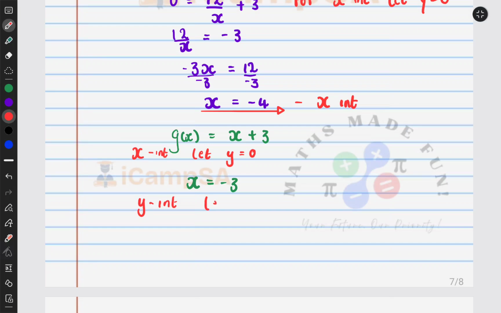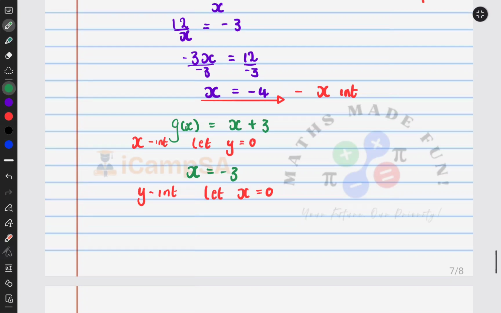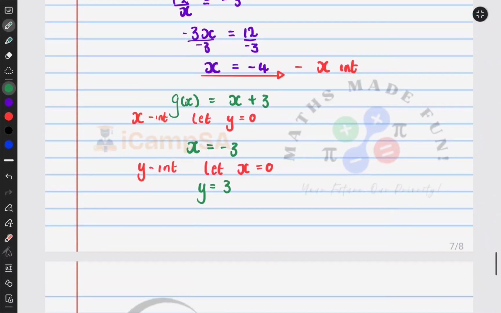And then for the y-intercept, we let x equal to 0. Therefore, we're going to have y is equal to 3. It cuts there at the asymptote. At the asymptote, yes. Okay, and then let's sketch our function.